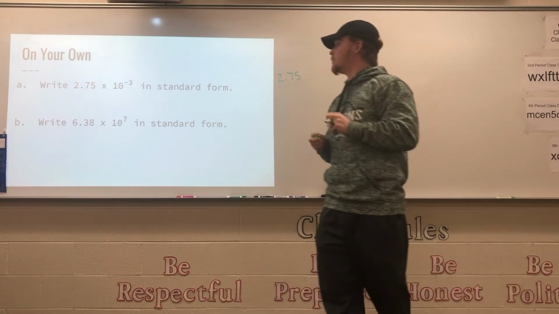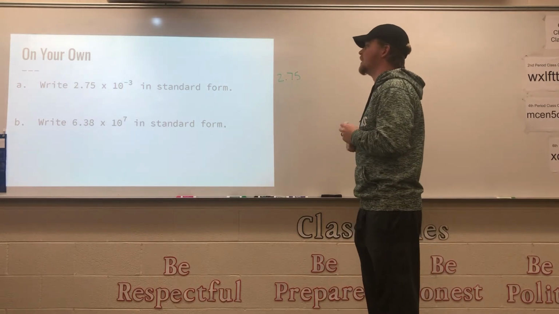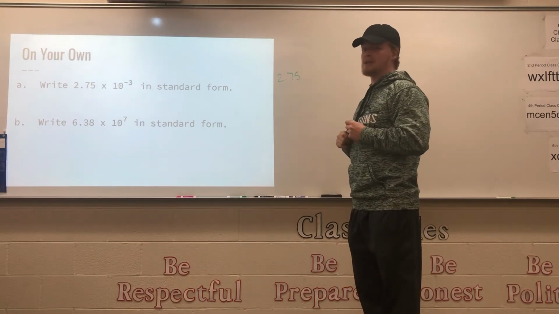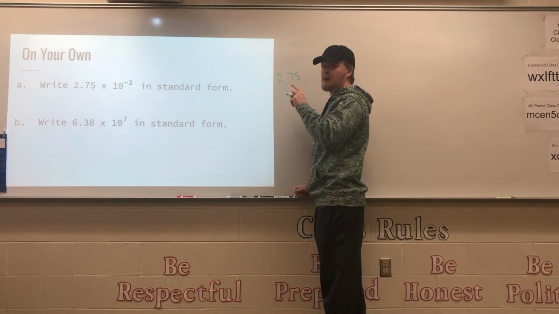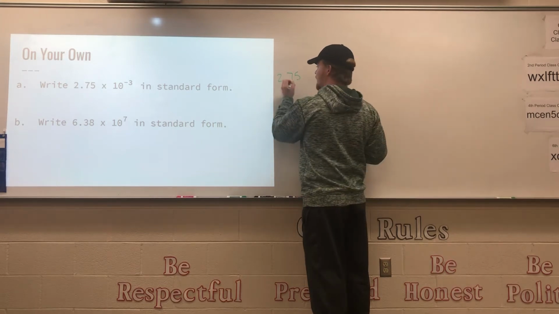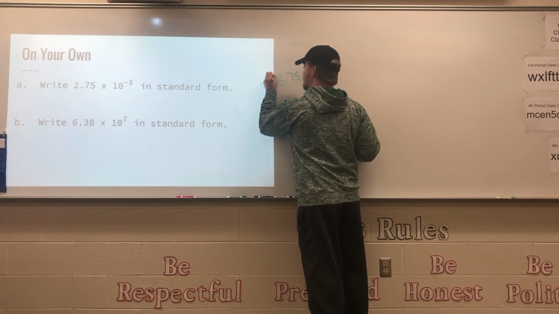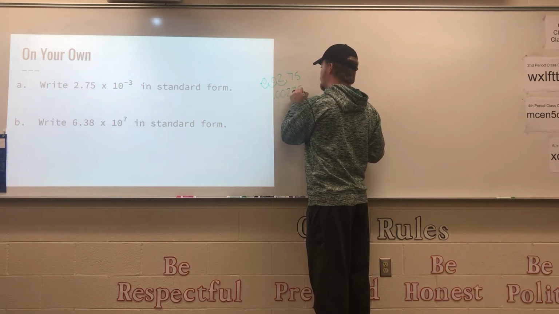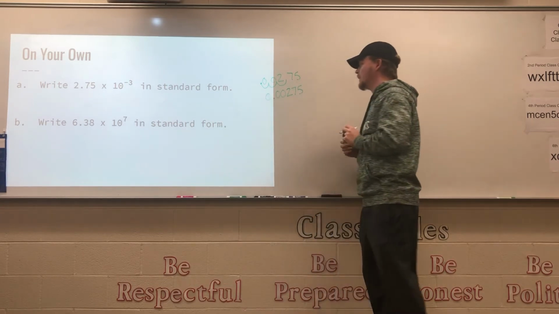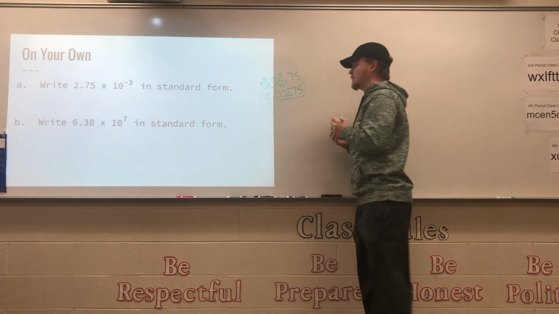Here we have part A, write 2.75 times 10 to the negative third in standard form. Again, we start with our factor and we pay attention to the exponent. The exponent here is negative. A negative exponent tells me to move that many spots to the left. Negative left. So 1, 2, 3. Fill in my empty spots with zeros. So my final answer would be 0.00275. You can put a 0 out in front if you want to. It really doesn't make a difference. But there's your final answer, 0.00275.